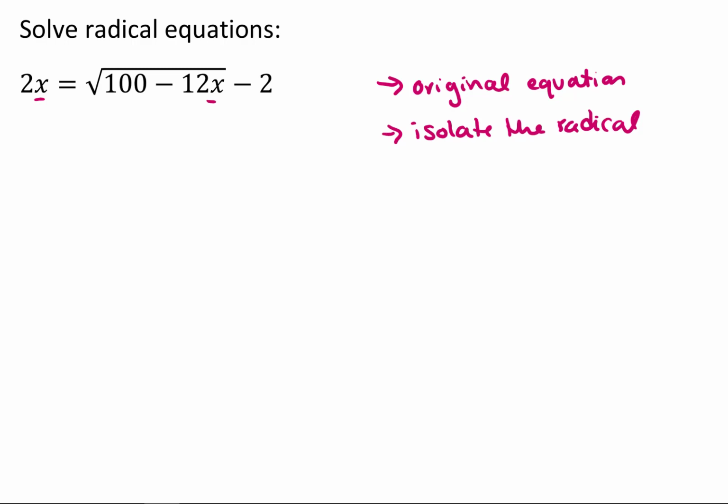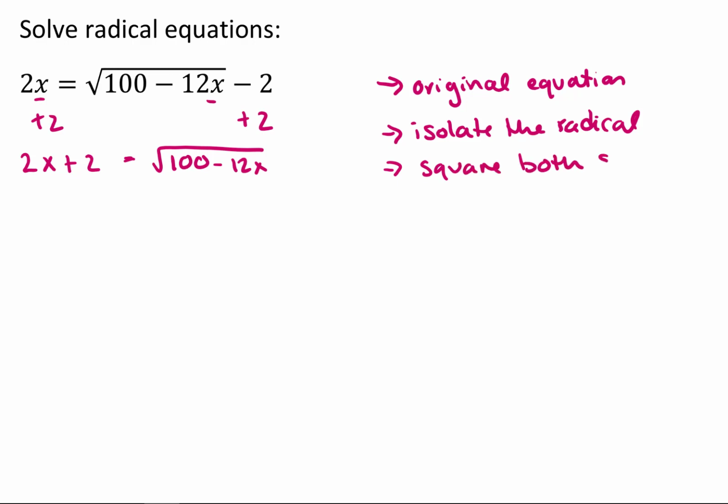So to isolate the radical, I'm going to add 2 to both sides. On the left-hand side, we're left with 2x plus 2. And on the right-hand side, we're left with square root of 100 minus 12x. Now we want to eliminate the radical. In order to eliminate the radical, we're going to square both sides.